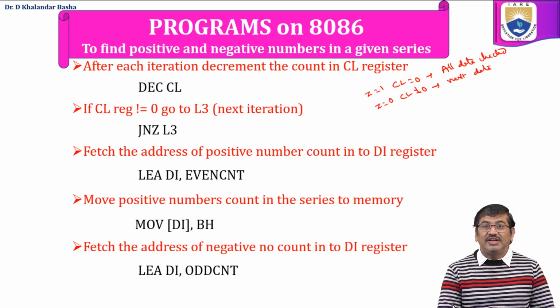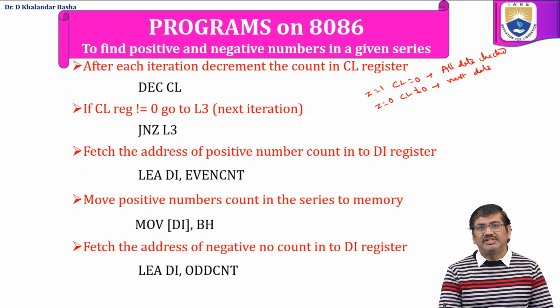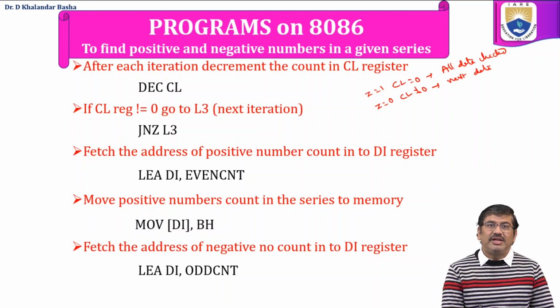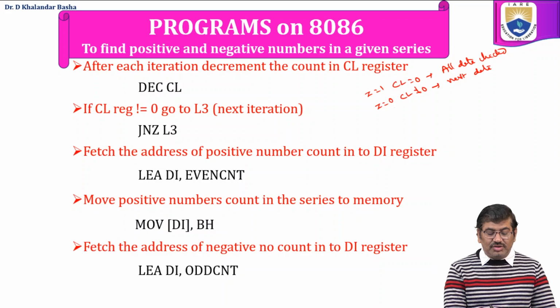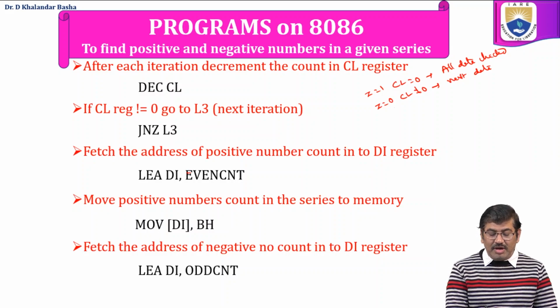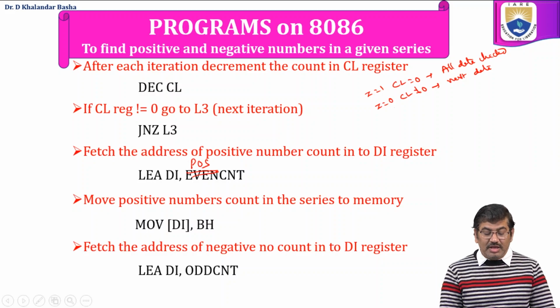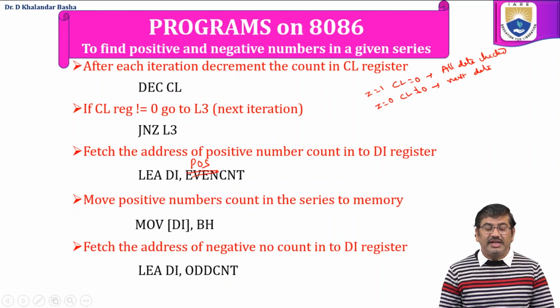Suppose CL is equal to 0, what does it indicate? All the data has been checked for either even numbers or odd numbers in a series, and the counts are updated respectively. Then we go for moving the corresponding data into the corresponding locations. For that you write LEA DI, positive count. The address will be fetched into the DI register. The BH count, which is holding the positive numbers, will be loaded into that memory location.